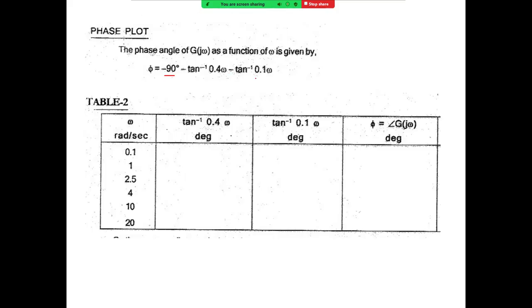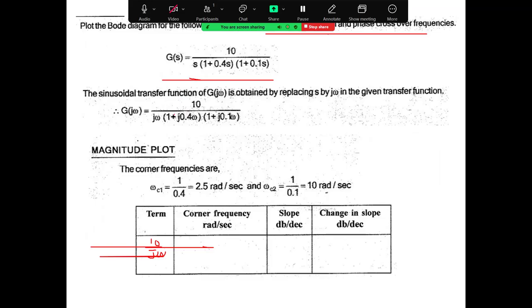So just think that what is the minimum phase angle and what is the maximum phase angle we will get for the given bond. That is at omega is 0. What is the value? At omega equivalent to infinite, what is the value? What are the terms you are having? One is the integral term. What is the slope of integral term? Always minus 90 degrees, right?